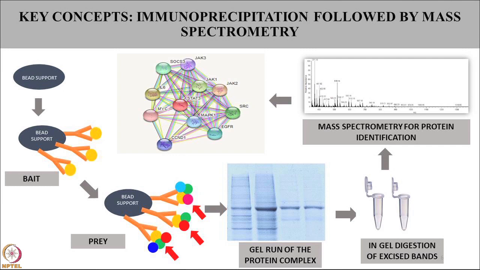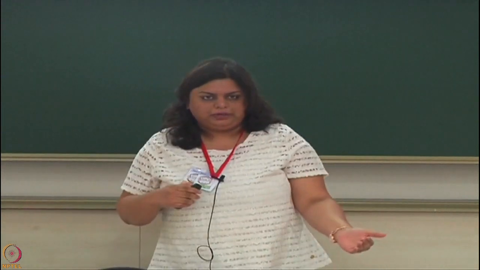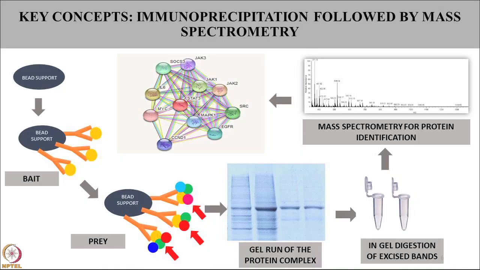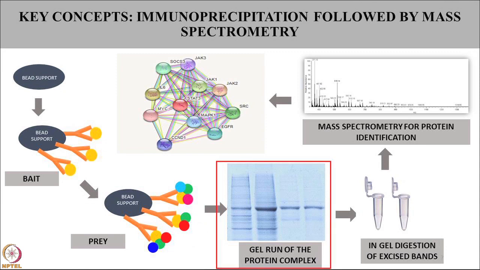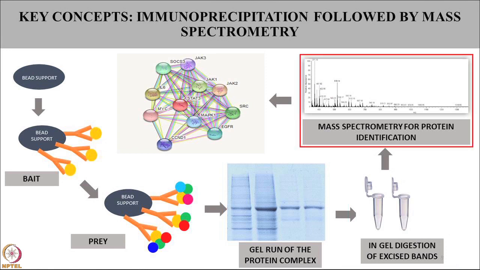This is only one of the ways that you can do IP. There are many ways to do it. People also directly use the antibody on the lysate and then trap the complex. So there are modifications of it. But in this case, we will have the whole complexome like this, and then we can run a simple SDS-PAGE. We can excise the bands, do an in-gel digestion, and give it for mass spectrometry analysis.